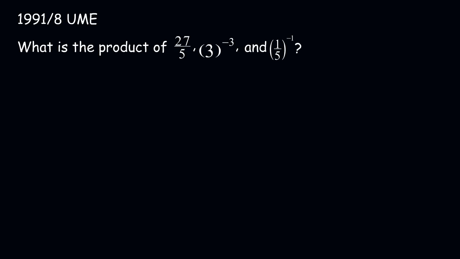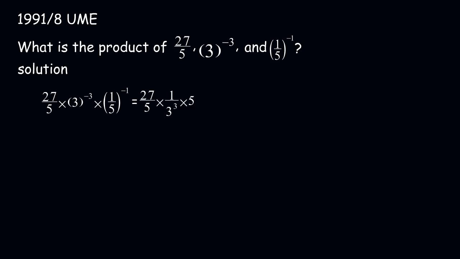Now, our solution. We are going to simplify the indices for the two latter parts. That's 3 raised to the power minus 3. And we know that if our index is negative, we simply flip it and remove the sign. So we are going to do that for both cases. 3 raised to the power minus 3 will become 1 all over 3 raised to the power 3. And 1 over 5 raised to the power minus 1 will become 5. Then we are left with 27 over 5 times 1 over 27 times 5. All the terms cancel out to be equal to 1.